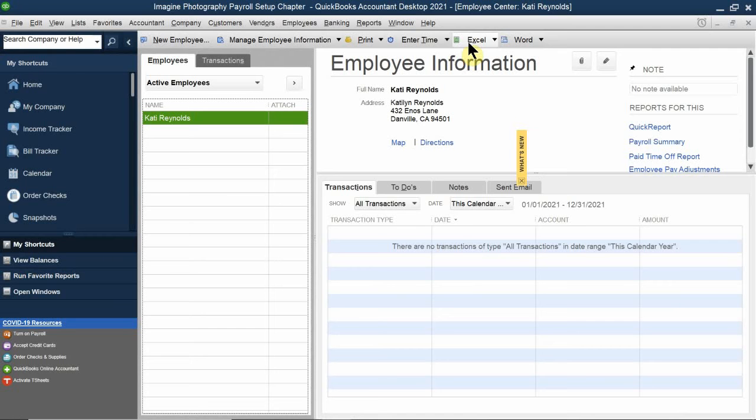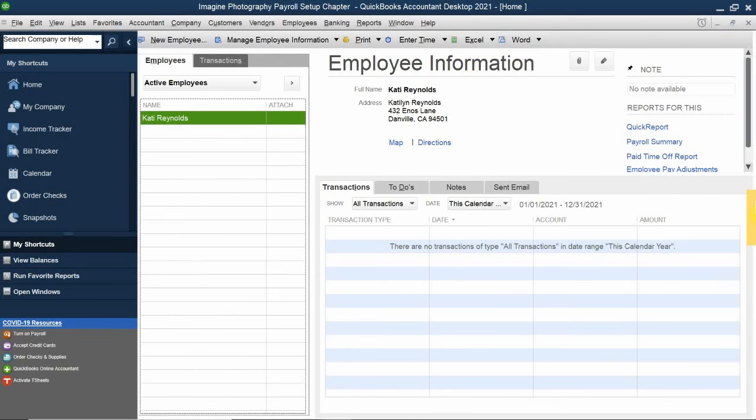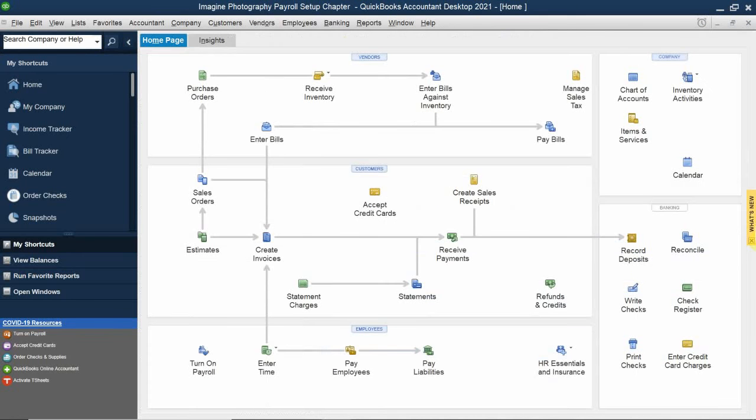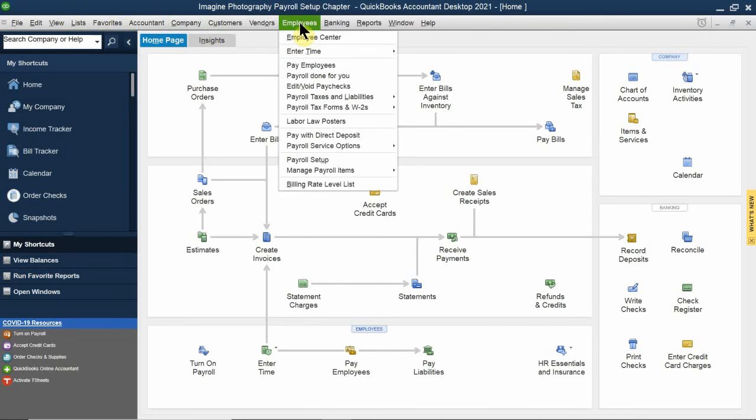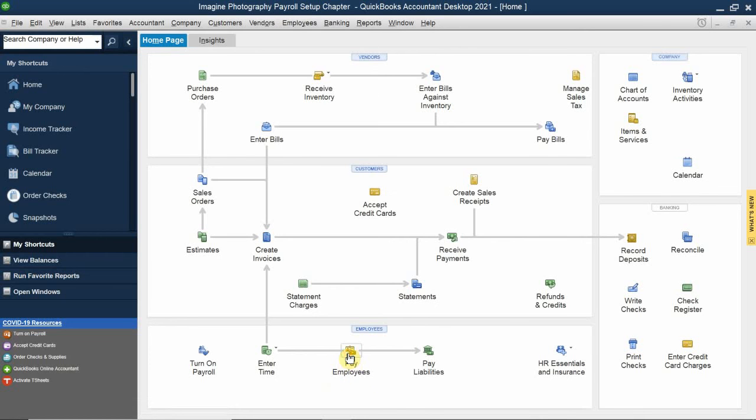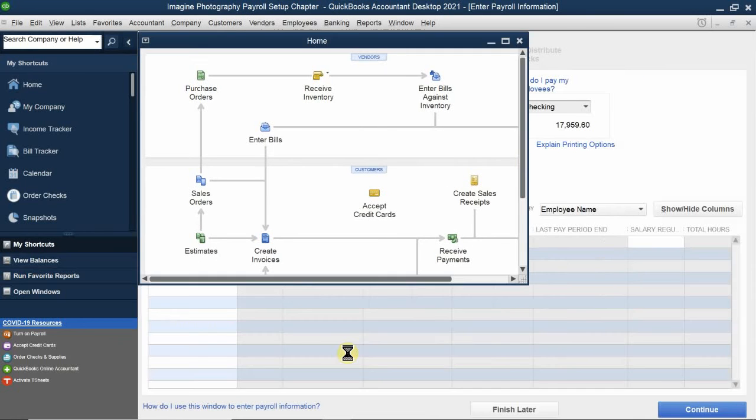Okay, I can't do anything with this person, Katie. However, what you can do is, here is the easiest way. So again, since we turn on manual payroll, I am still able to pay my employees by clicking pay employees on my menu bar, or by simply clicking the pay employees on my homepage. And the only difference here is that I'm not going to be going through the center.